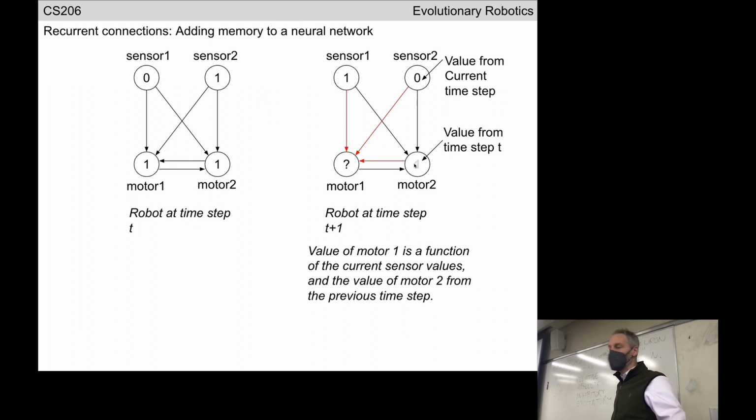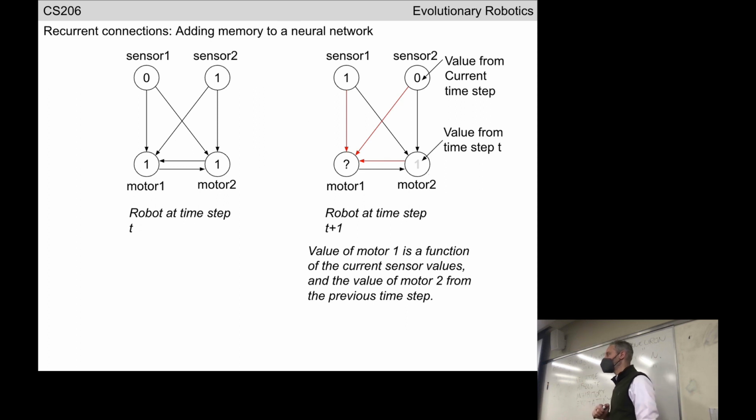We need to collect the value from motor two, but we haven't computed the value of motor two yet. We're just on motor one. We're going to take the value of motor two from the previous time step. If we'd already updated this neural network once, we have a value for motor two from the previous time step. So we're combining at this particular neuron sensation in the current time step, what it's currently sensing, and a memory of what motor two did a short moment ago.